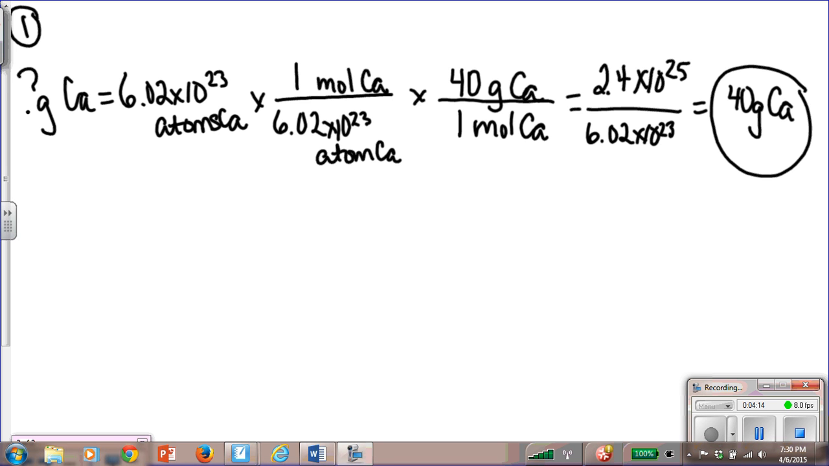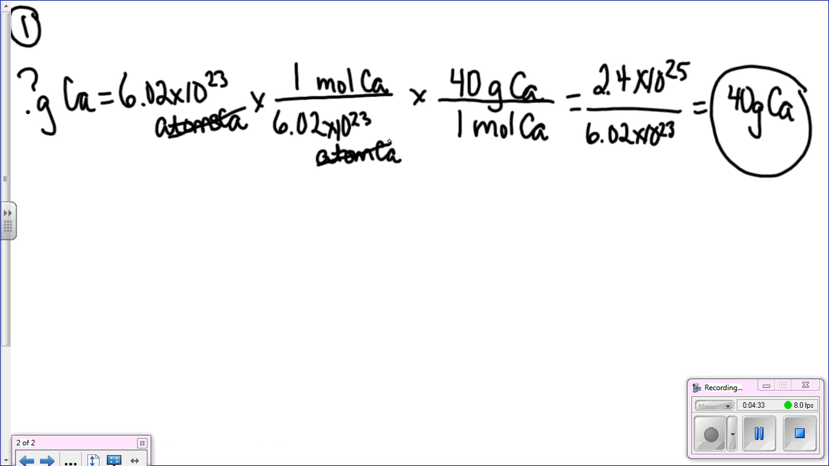Sorry about that. I know most of you probably saw that this number and this number would cancel out, so your answer would end up being 40, but that's not always how it's going to be. So I wanted to show you how you would set these up and solve. Your atoms of calcium cancel out, your moles of calcium cancel out, and you're left with grams, which you're solving for. Let's take a look at number 6.